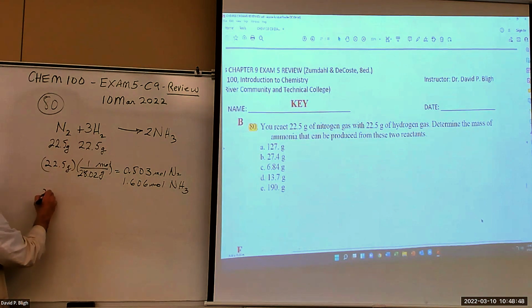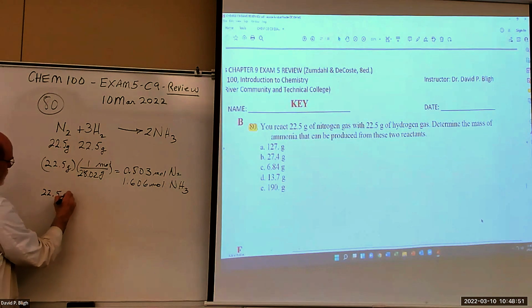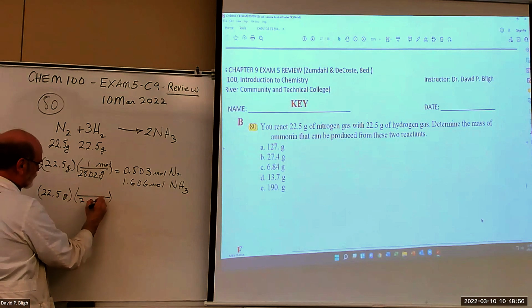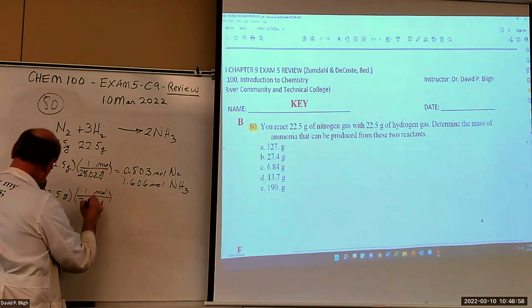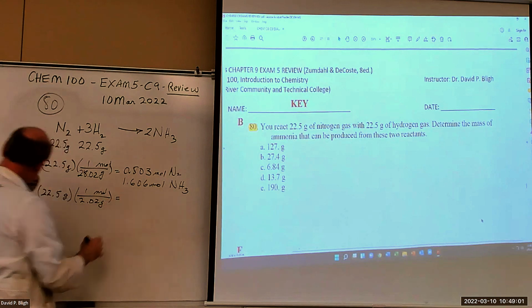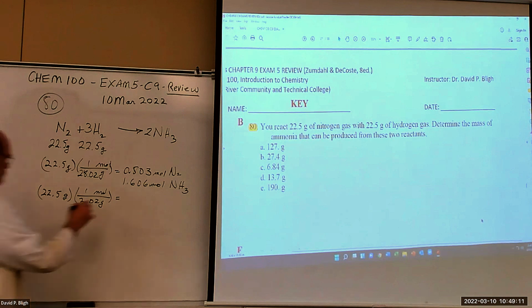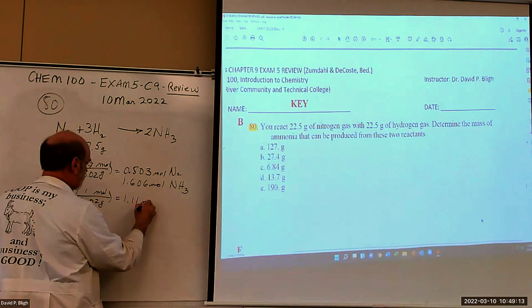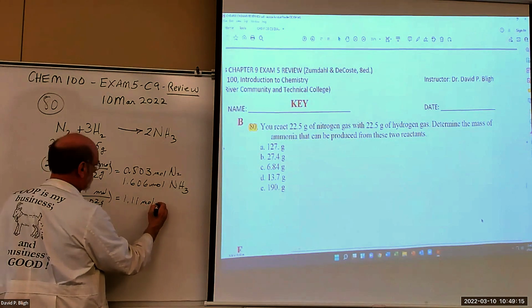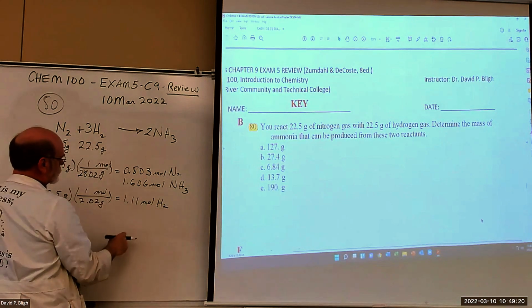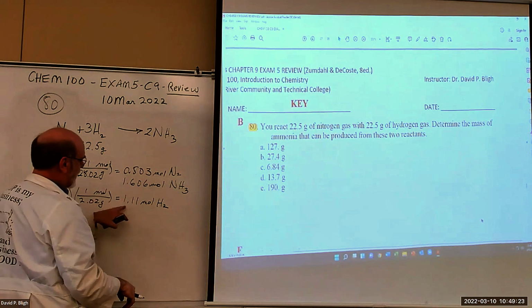For hydrogen, 22.5 grams, it's going to be a whole lot more moles, 2.02 grams per mole. I think I can see where this one's going. That's 1.11 moles of hydrogen. The ratio is 3:2. So for every 3 of those, you get 2 of those. So 3/2 of this.